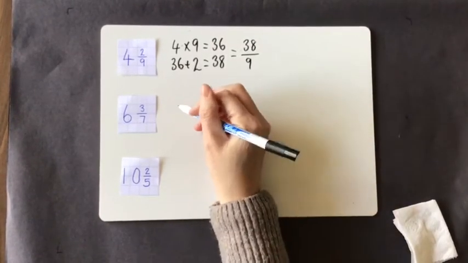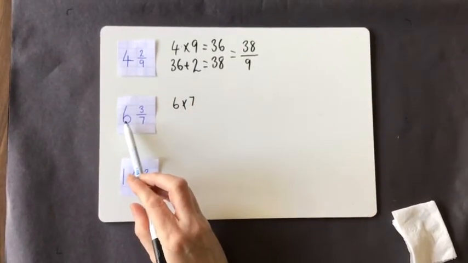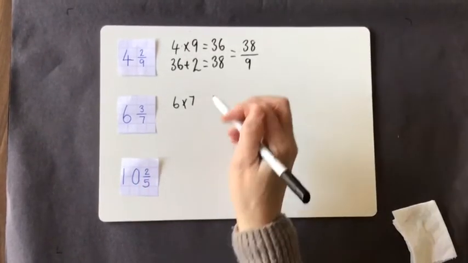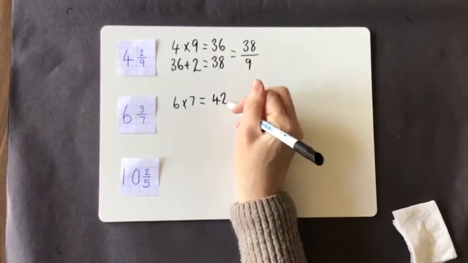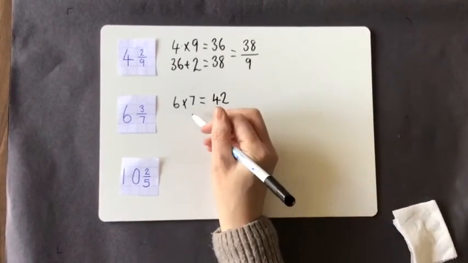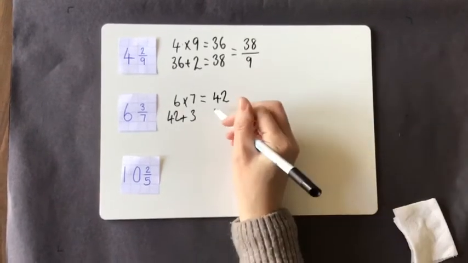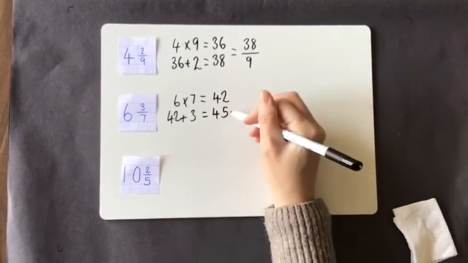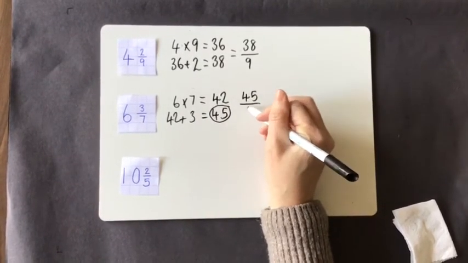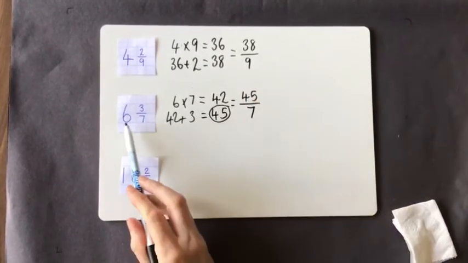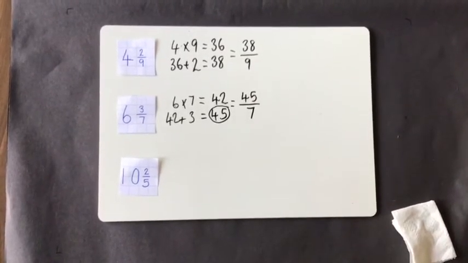Moving on to the next one, we're going to do 6 times 7. Remember, it's always the whole number multiplied by the denominator. So 6 times 7 would be 42. And we're going to add the numerator to 42. 42 add 3 would be 45. We then use this number to make our new numerator, 45 sevenths. 6 and 3 sevenths as an improper fraction is 45 sevenths.